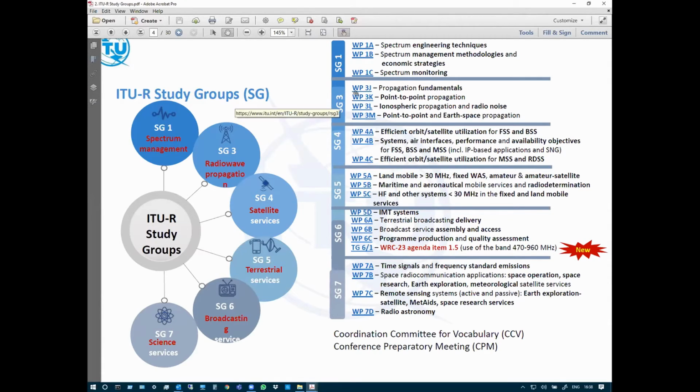Then we have study group 3, composed of 4 working parties. Study group 3 is radio wave propagation. This is a very, very important study group. If you ask any engineering student, maybe in the last 2 years, what is ITU? Maybe they are not familiar with the institution or the organization, but they are very familiar with the recommendations. They know, for example, that rain fading is defined in the ITU-R P. recommendation, etc.